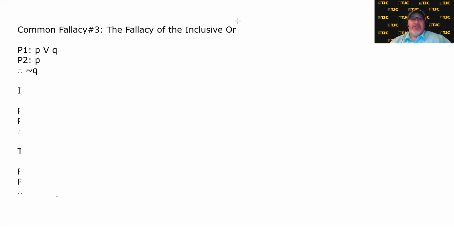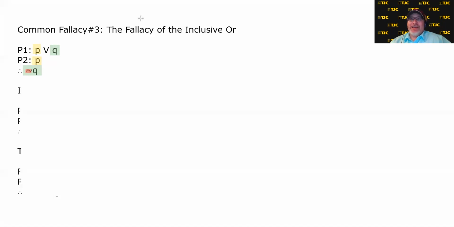Now, the fallacy of the inclusive or goes like this. Let's say that you start with some sort of disjunction, P or Q. And the second premise is the first statement, P. The incorrect conclusion that people draw is the negation of the other statement, because they are incorrectly assuming that the or means either or but not both. So if you have one, you can't have the other, hence the negation on the conclusion.